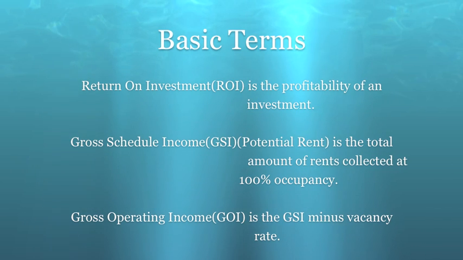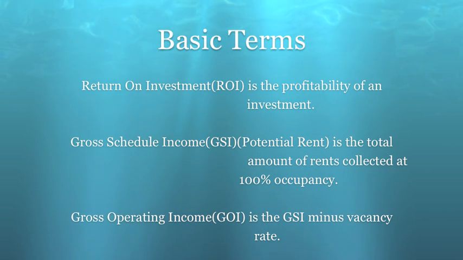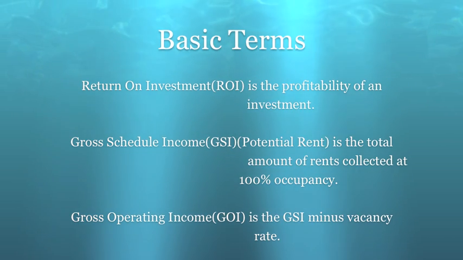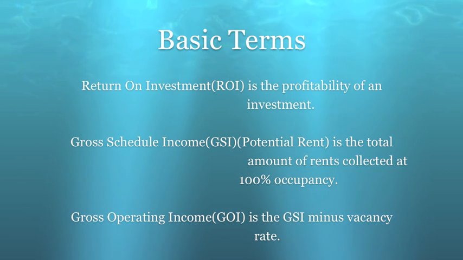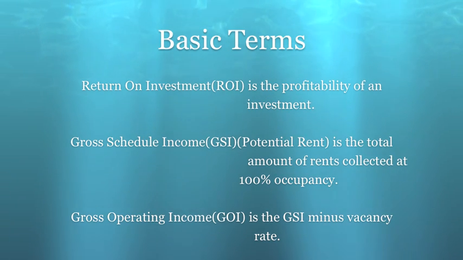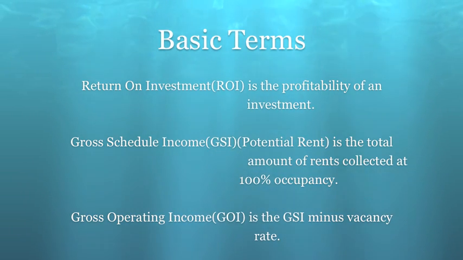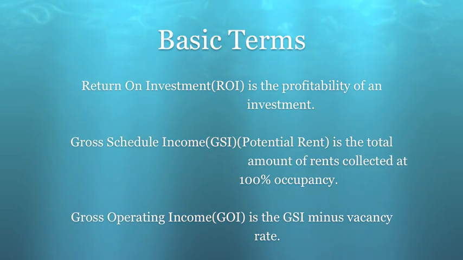So now let's cover some basic terms. The first term is going to be return on investment, or how hard is the money working for you. This number as a percent can be used to compare other investment types to each other. Gross scheduled income is the income generated in your apartment building after a year, assuming it was 100% occupied. Your gross operating income is your GSI minus your vacancy rate.